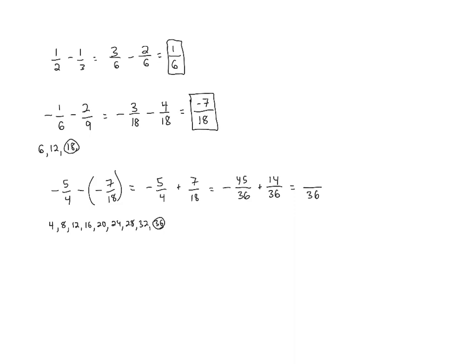That might be a little bit challenging for you to do in your head, so you can do it off to the side. Negative 45 plus 14. These two numbers have different signs, so we need to take the difference. 45 minus 14, that gives us 11. And because the larger number was negative, our answer is going to be negative 11. And so we end up with negative 11/36 as our final answer.